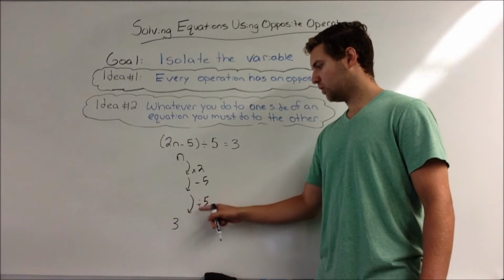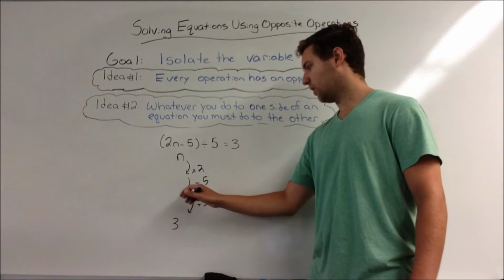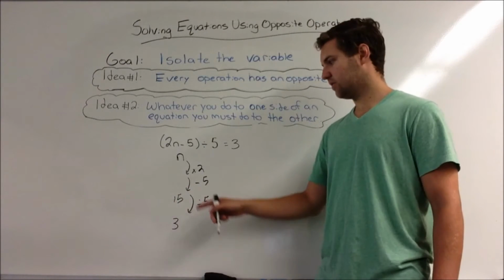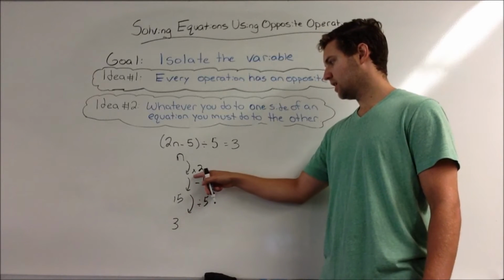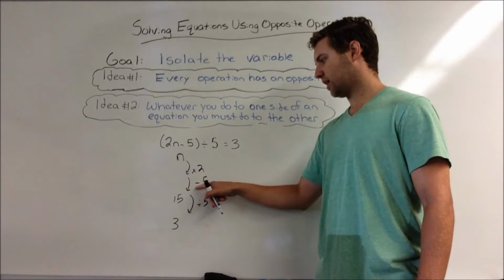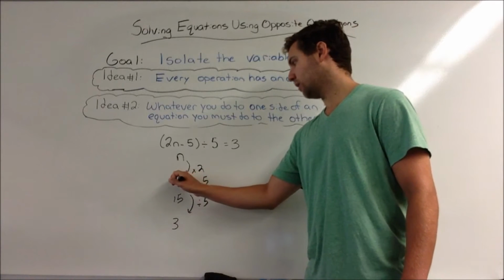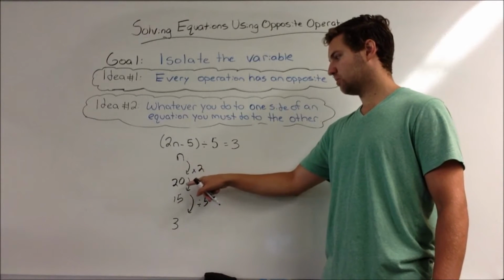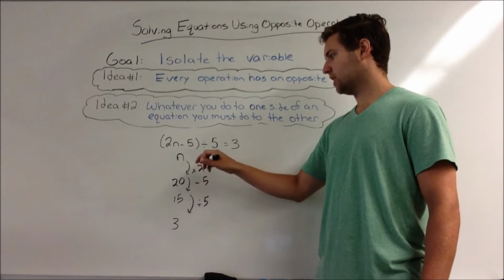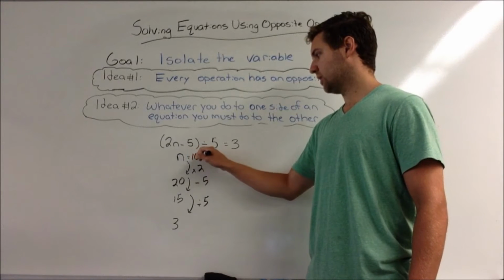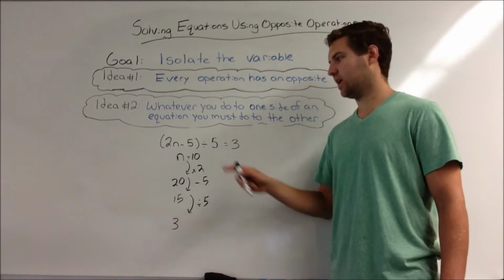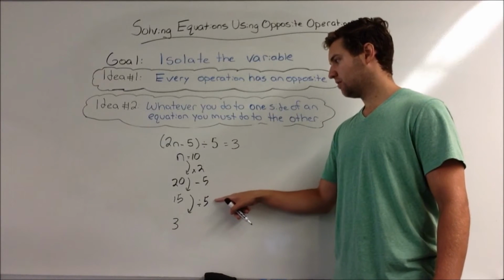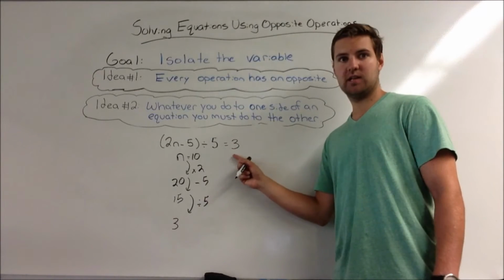So what would we divide by 5 to get 3? Well, that would be 15. So we know at this stage right here, it would evaluate to 15, because 15 divided by 5 is 3. Now here, what would we subtract 5 from to get 15? Well, that would be 20. Okay, now what did we multiply by 2 to get 20? Well, that would be 10. So we know that n has to be 10, because 10 times 2 is 20, 20 minus 5 is 15, and 15 divided by 5 gives us 3 as our answer.